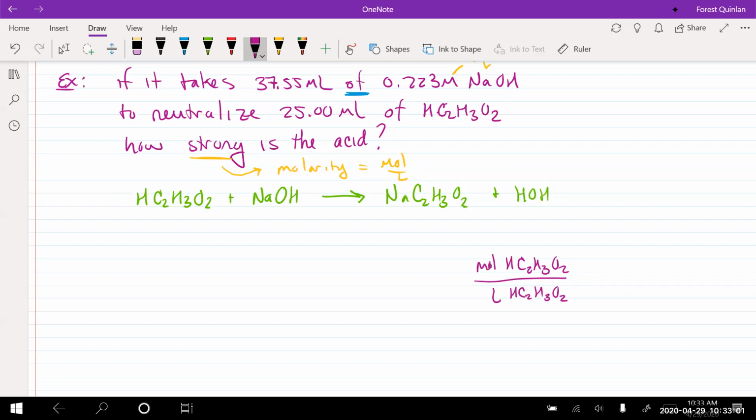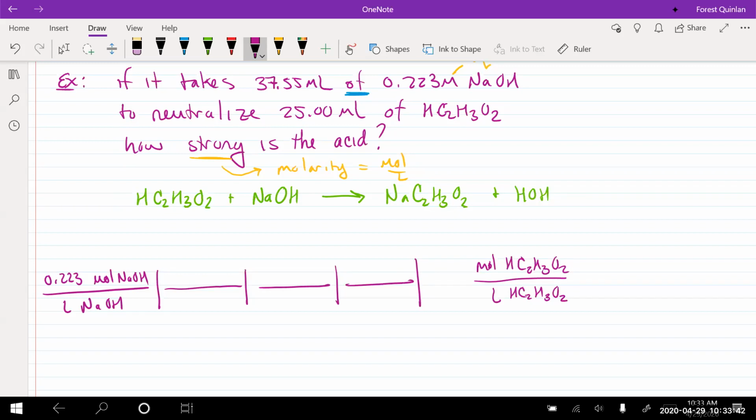Now, if I have a molarity, I probably want to start with a molarity. So I'm going to start with that 0.223 moles of sodium hydroxide per liter of sodium hydroxide. So I have my starting and my end points there. And as I've said from when we started this with our mass to mole to mole to mass, every single one of these problems that we do from here to the end of the semester is always going to be something to mole to something. So we can actually just do that mantra of saying something to mole to something. And we can get our boxes ready.